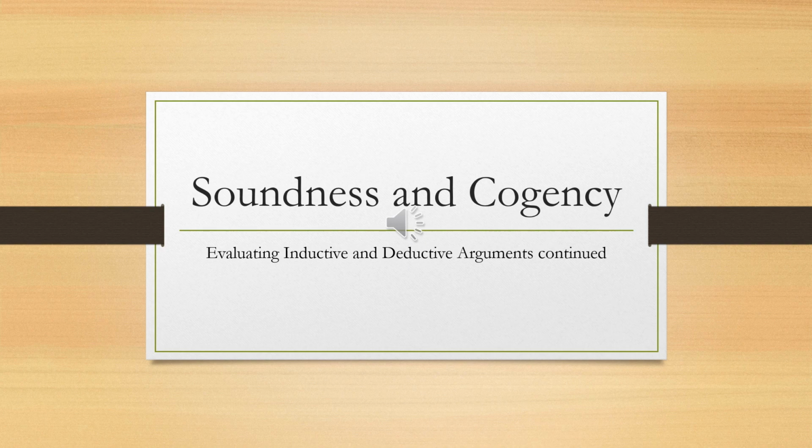In this lecture, we're going to look at two concepts, soundness and cogency, which will bring our discussion of the concepts required for evaluating arguments to a completion. Soundness is a property of some deductively valid arguments, and cogency is a property of some inductively strong arguments. And so the ideas of soundness and cogency add to what we've already learned.